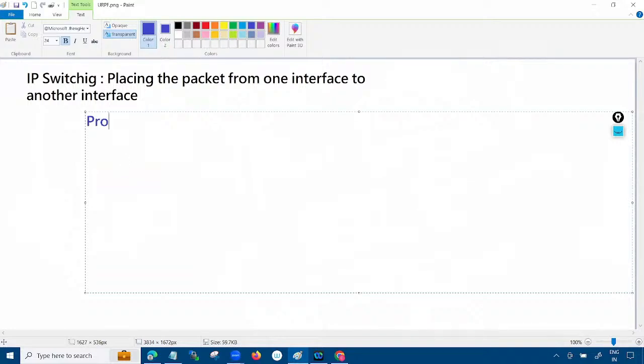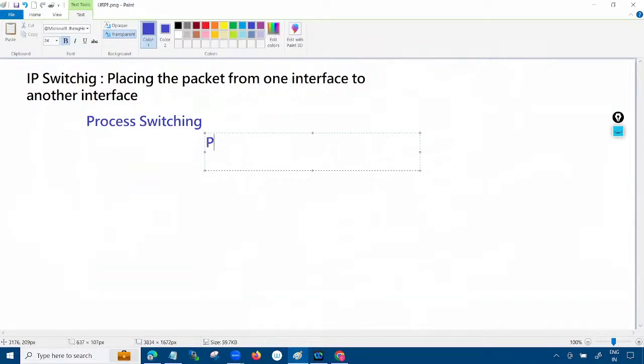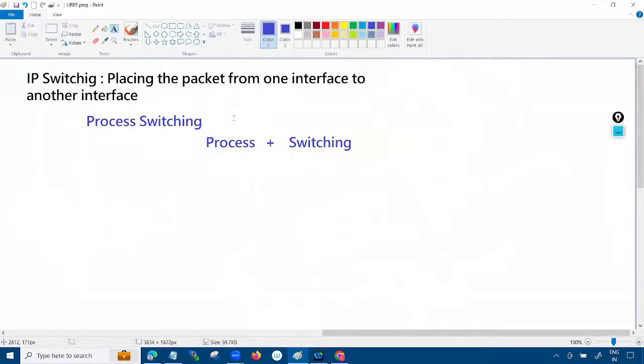Guys, please focus on the name, process switching. If I split this word, I will call it process plus switching. What do you understand from this? Easy. In this process switching mechanism, my packet is still being switched from one interface to another interface. That's the meaning of switching.